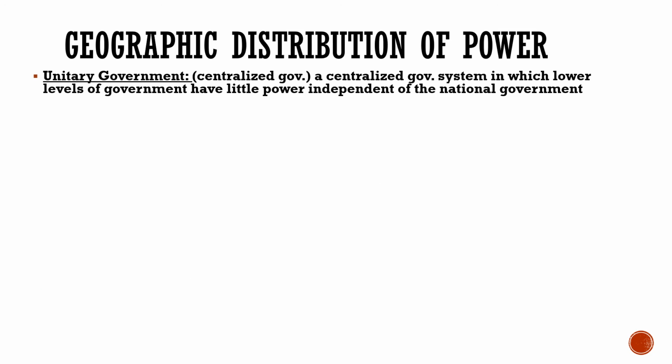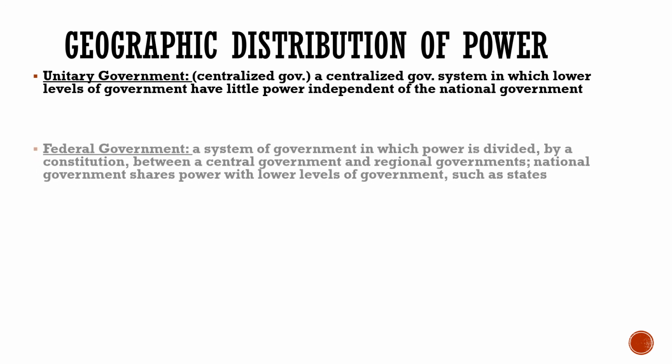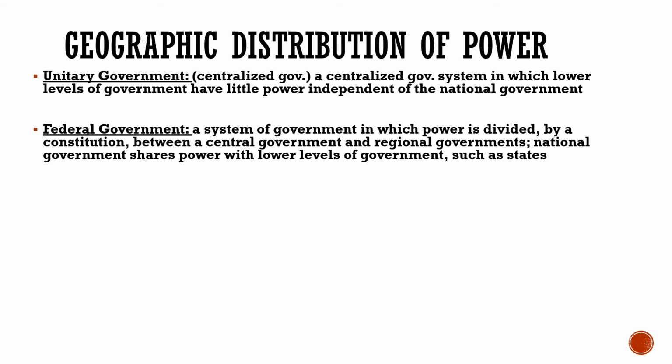Now quickly, the geographic distribution of power. Unitary government is a centralized government system in which lower levels of government have little power independent of the national government. We do not have a unitary government, in case you wanted to know. Federal government is a system of government in which power is divided by a constitution between a central government and regional governments. National government shares power with lower levels of government, such as states. We have a federalist system. We have a national government, state governments, and local governments, at community, county and town levels.